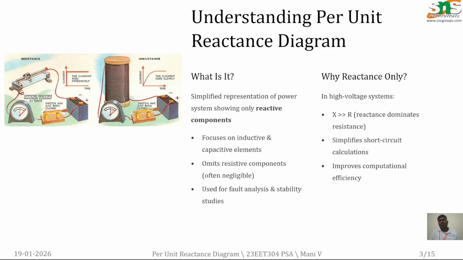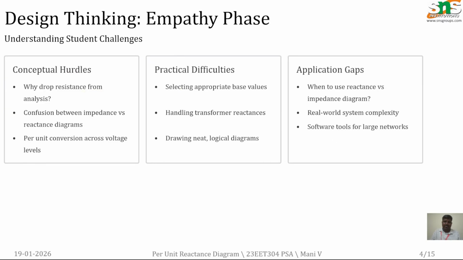So why do we use only the reactance and not the impedance, which is the combination of resistance and reactance? Because in a power system, the reactance is always greater than the resistance. The resistance is a very low value, so it can be negligible, because the reactance always dominates the resistance. It simplifies the short circuit calculations and also improves the computational efficiency. That is the main objective of the per unit reactance diagram over the per unit impedance diagram.